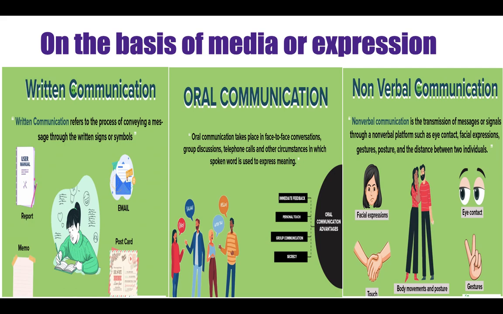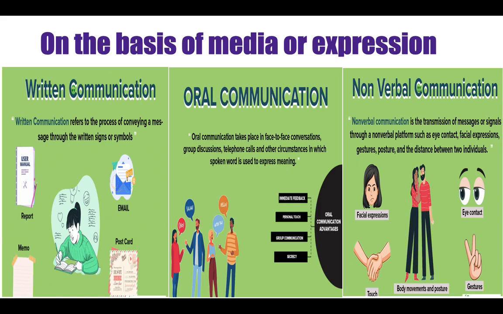Then we have the communication pattern based on the media or expression. So we have written, oral, and non-verbal communication. When we talk about written communication, we are talking about communication that takes place through written signs or symbols. It could be memos, reports, emails, bulletins, postcards. All these are forms of written communication. The advantage of written communication is that it is permanent, it is tangible, and you can verify it, so it's verifiable. The next one is oral or verbal communication.